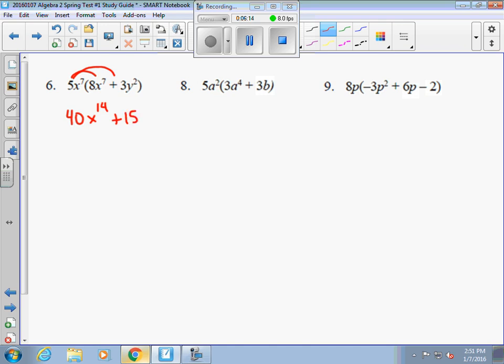But in this case, you don't have the same basis. One's x and one is y. So you cannot add 7 and 2. It's simply x to the seventh y squared.